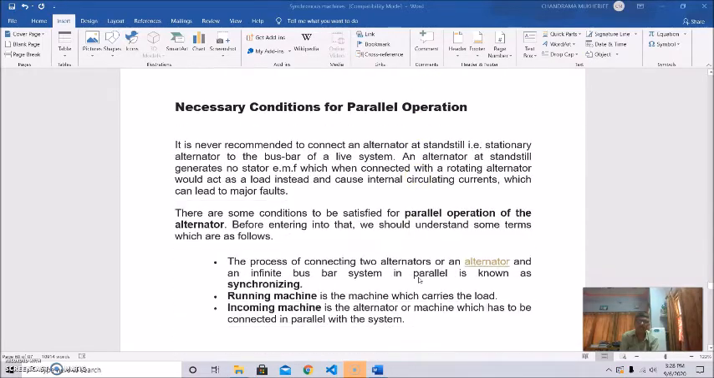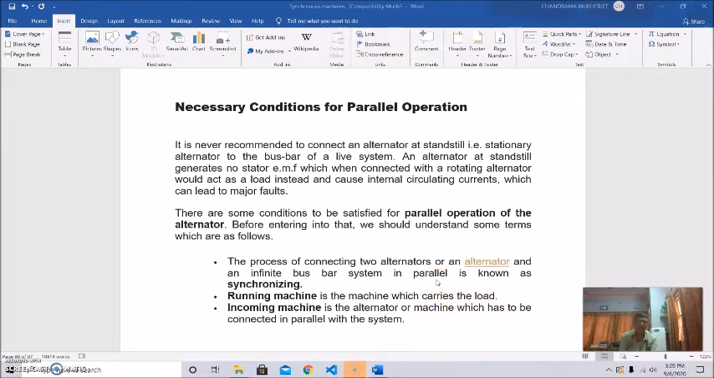And the necessary conditions for parallel operation are as follows. It is never recommended to connect a standstill, that is a stationary, alternator to the busbar of a live system. An alternator at standstill generates no stator EMF, which when connected to a rotating alternator would act as a load instead and cause internal circulating currents, which can lead to major faults. So there are some conditions to be satisfied for parallel operation of alternators.